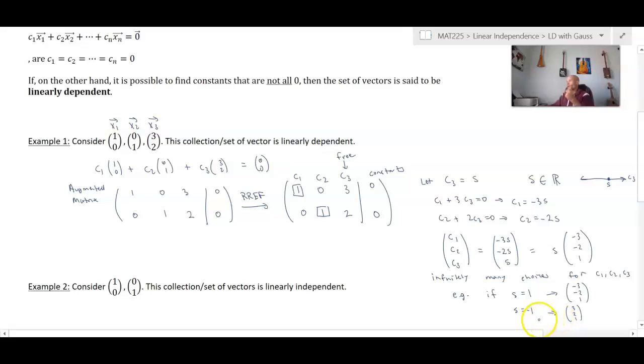Now, we could keep on going. There's infinitely many different values of S that would make this equation true. And so, since there exist C1, C2, C3, not all 0, the set is linearly dependent. The set of vectors x1, x2, x3 is linearly dependent. Okay.